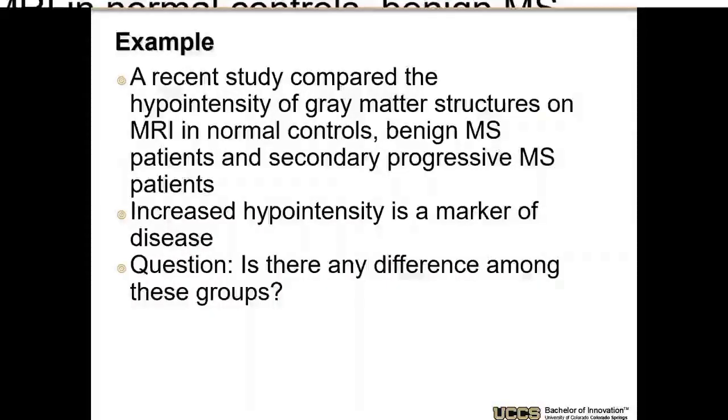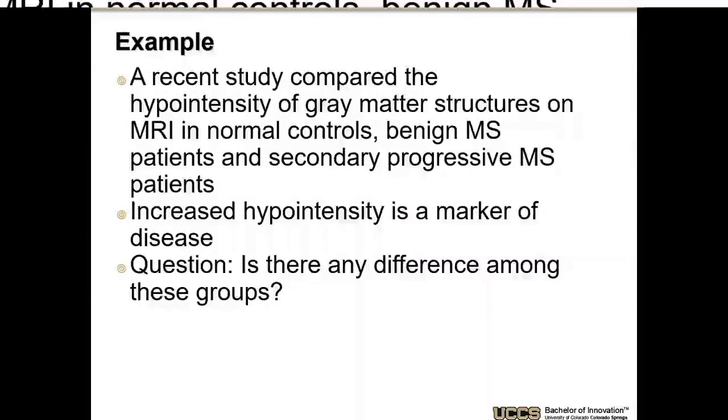So let's just go through an example. Say a recent study compares the hypointensity of gray matter structures on MRIs in normal control subjects, benign MS patients, and secondary progressive MS patients. We have this hypothesis that the increased hypointensity is a marker of the disease. So can I build an algorithm that looks for this and then predicts whether or not the person is more likely to have it? And then we can ask, among these 3 groups, is there any difference among them? I have an algorithm that's trying to predict them, so I can ask, is there a difference?